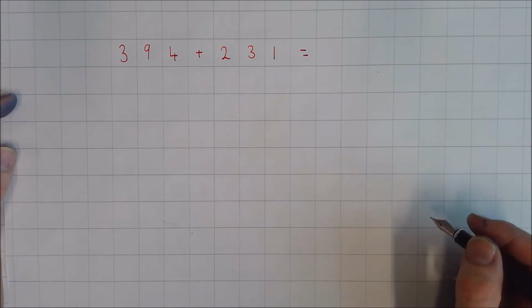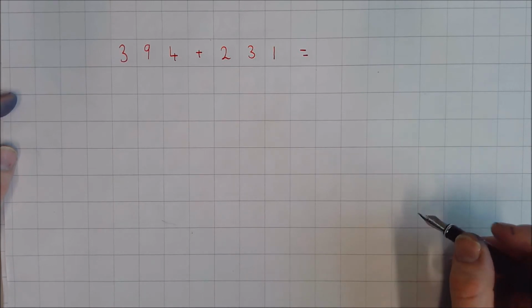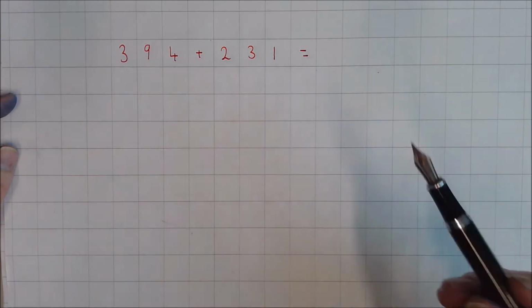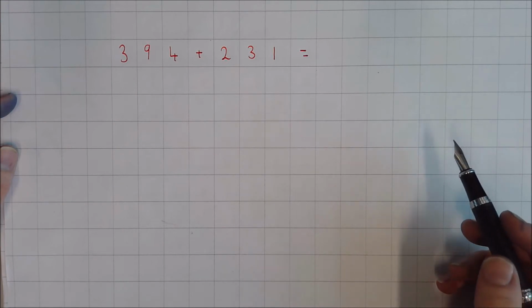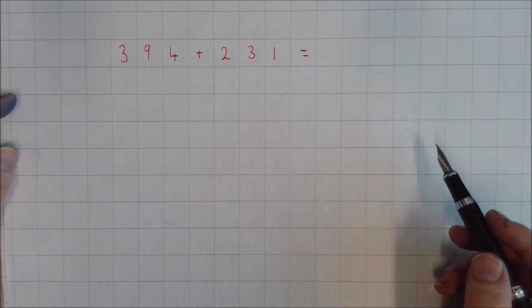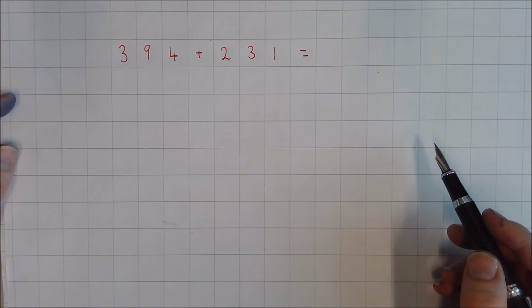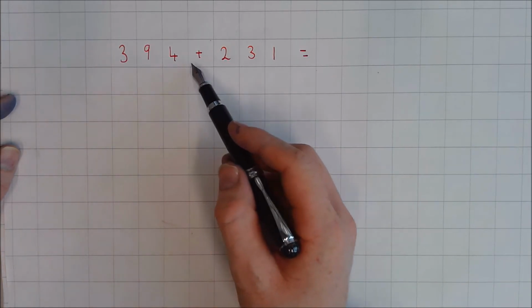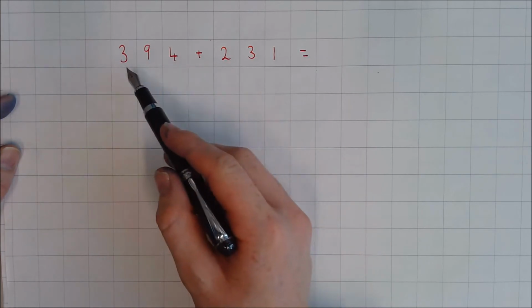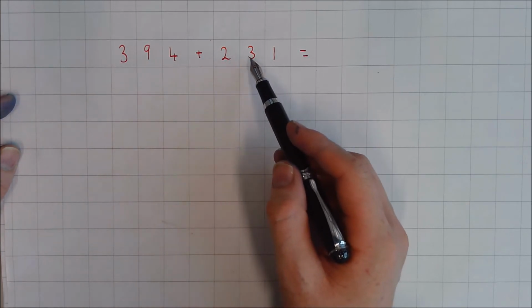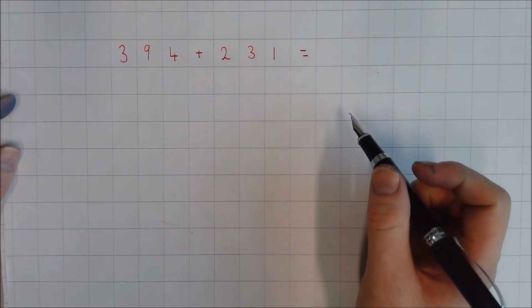So now we're going to do column addition. We've got the same two numbers here, so we'll be able to compare or think back to the method we were doing before. But we're not going to decompose each of the addends this time. We're going to leave the addends in the form that we're given them. So 394 and 231. We're not partitioning them this time.